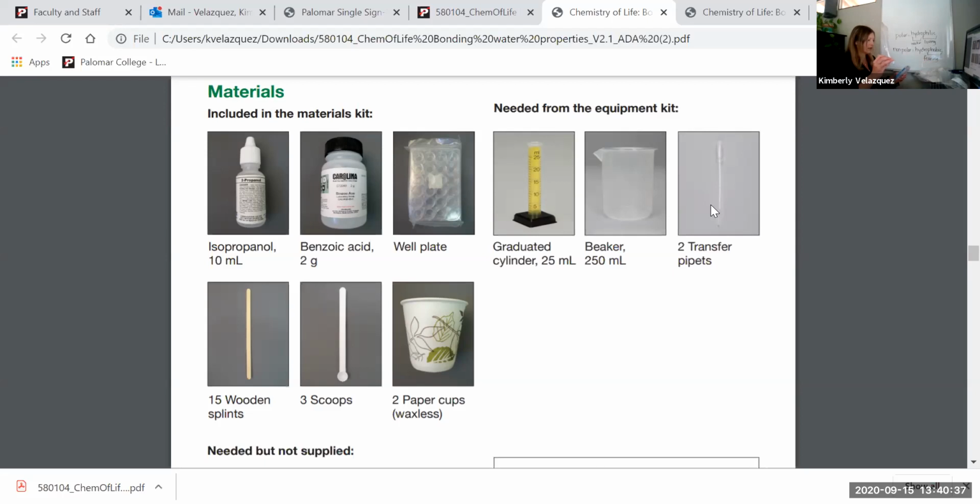Sorry about that. Okay, then you also want a couple of transfer pipettes, and these are these clear pipettes like this. You want one for water and one for your isopropanol, which is, again, your alcohol. So you can just write W on one and I on the other with permanent marker so that you don't get these confused. Do not cross-contaminate. Use the one for water only for water. Use the one for isopropanol only for isopropanol. Okay?